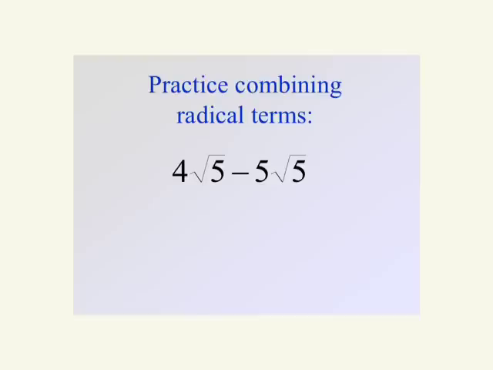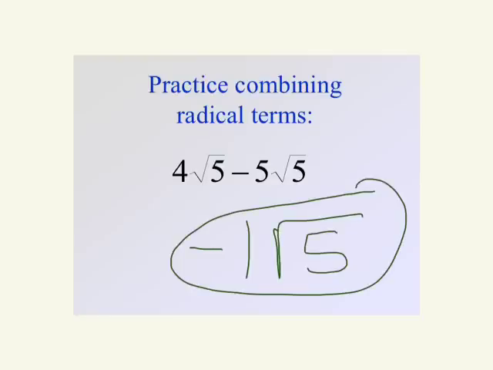First example, 4 radical 5 minus 5 radical 5. Here we have like radicand, so we can combine these two. 4 minus 5 is negative 1, and then the radicand stays the same. So my answer is negative 1 radical 5.